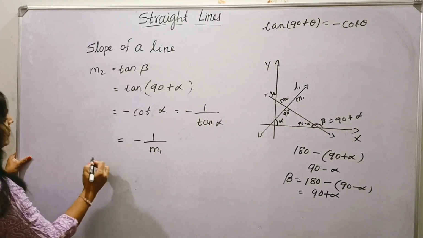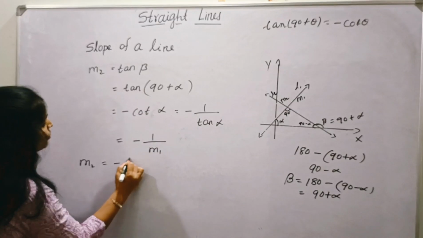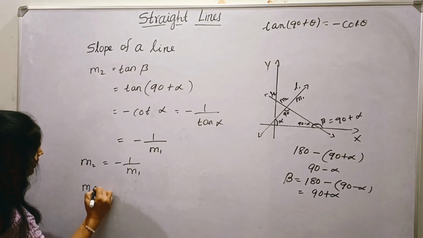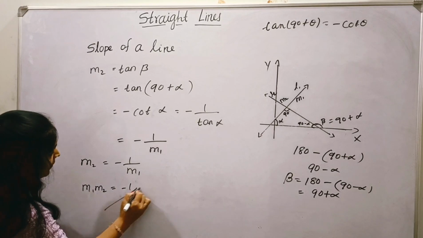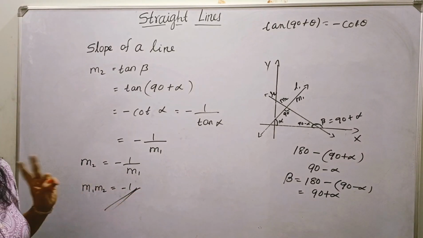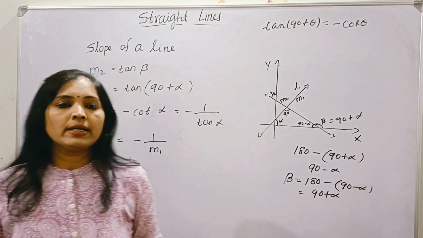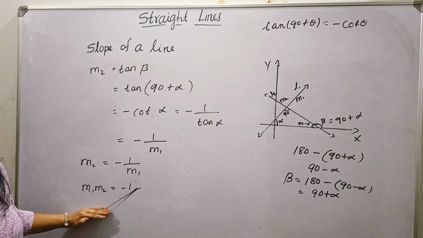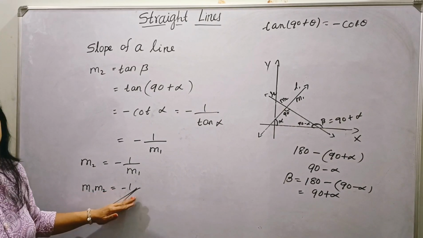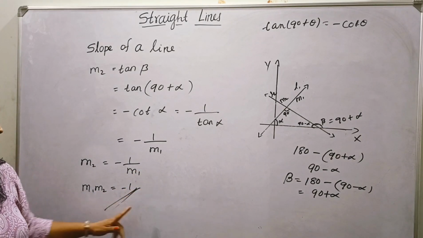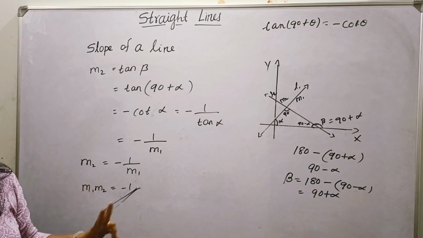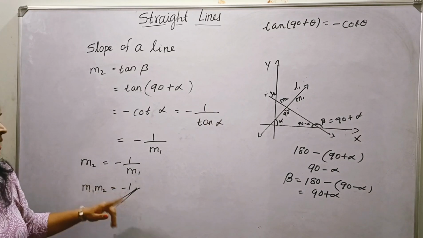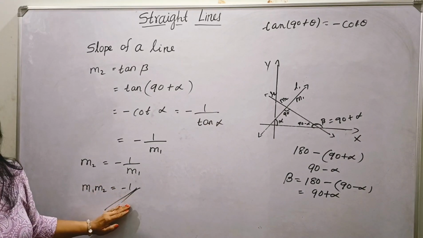So we have got m2 is equal to minus 1 by m1. So m1 into m2 is equal to minus 1. Very important: if two lines are perpendicular, and m1 and m2 are the slopes of the lines, then m1 into m2 is equal to minus 1.